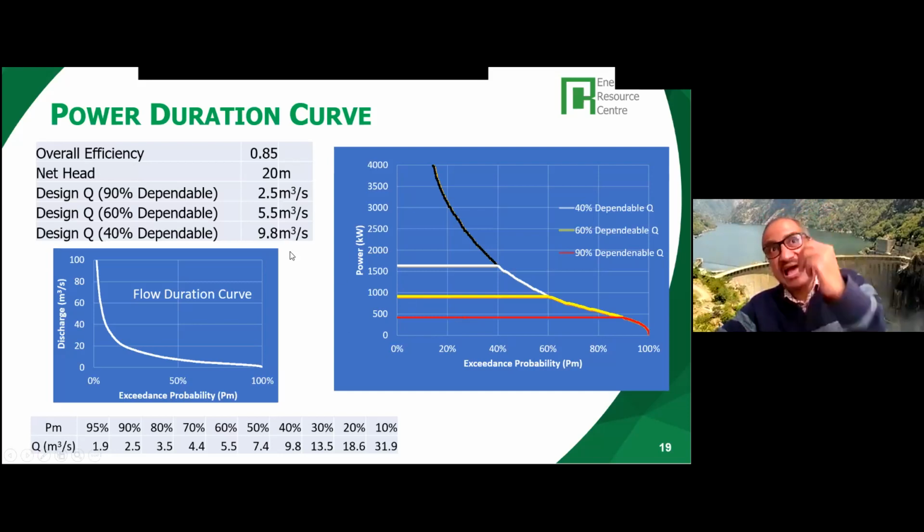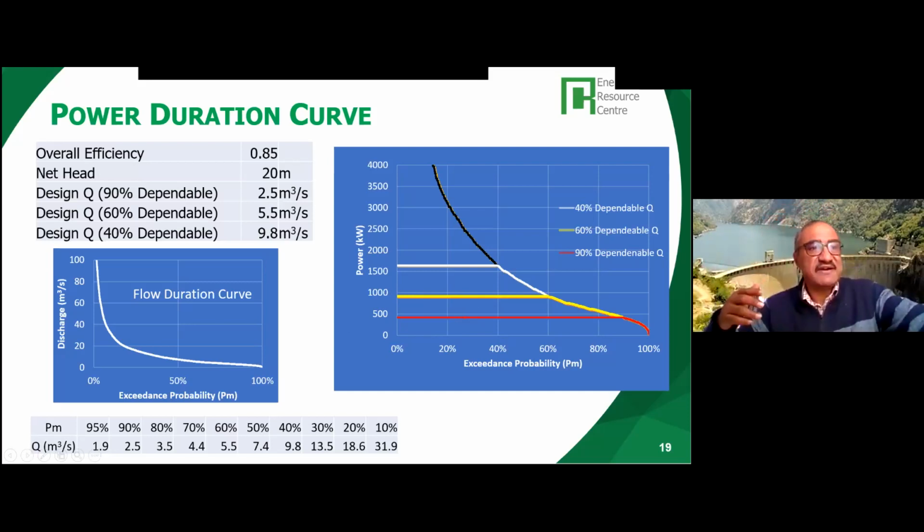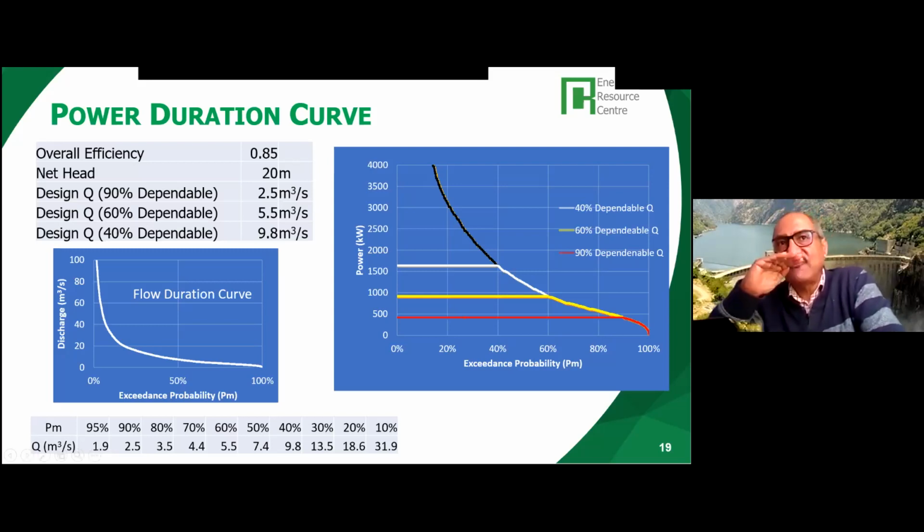Now, if you design for 5.5, it is available 60% of the time. So out of 365 days, 365 times 0.6 will be 219 days. It generates full capacity, almost 1 megawatt, but for the remaining 146 days, it will generate less, according to this curve.